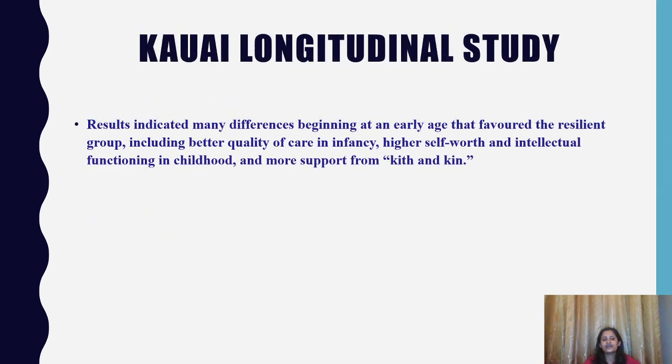Since it was a longitudinal study, the researchers checked in with the study participants regularly until they reached the age of 40 years. Results indicated that there were many factors which favored the resilient groups, and some of them were good reasoning ability, sociability, quality of care in infancy, emotional support from family, emotional support from outside the family, and much more. These elements present in the resilient subgroup are the protective factors.